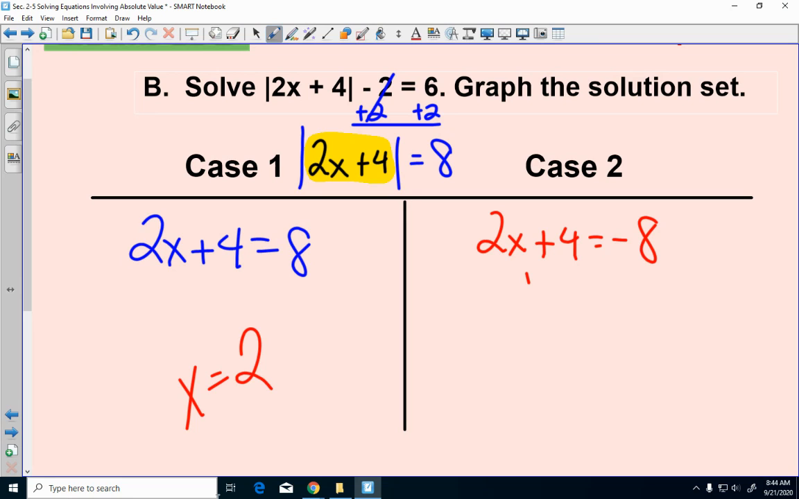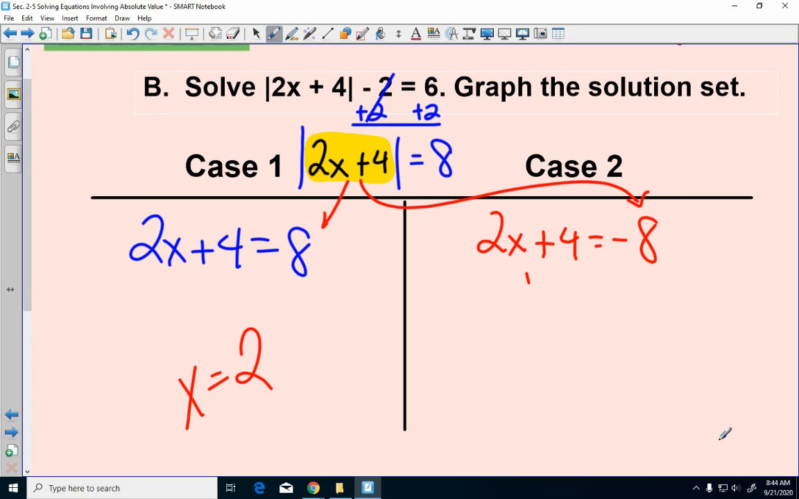But in an absolute value situation, it doesn't necessarily just have to be 8 that makes that true. It could also be negative 8 that makes that true. And so you have to look at it from both of those perspectives. With a typical equation, we only look at whatever it says, but with an absolute value, we actually produce a second option.